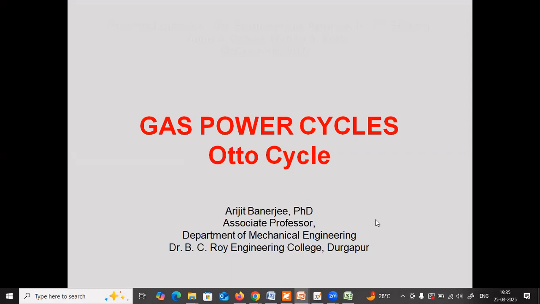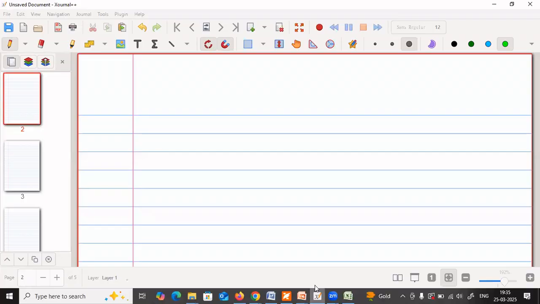In the last few classes, we were discussing the gas power cycles, and we have discussed the thermal efficiency of the Otto cycle. Now we will show how to calculate the work output and the mean effective pressure for the air standard Otto cycle. So the work output, that is the net work output for the cycle, is the area enclosed by the diagram.